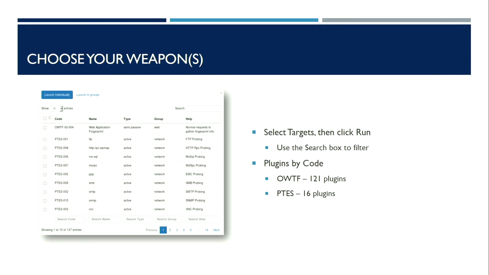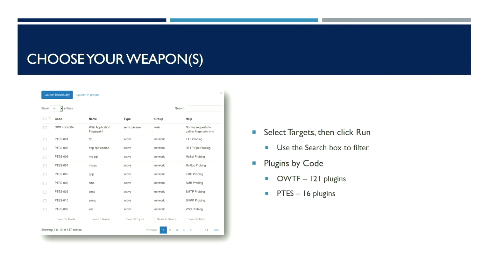You're going to get 137 different tests that you can execute against your application. 121 of these tests are classified as OWTF, and they're built out of the OWASP testing guide and then just some slight customization. And then they've got a few others that they classified as PTES. I'll be frank, I don't understand why they use that classification.